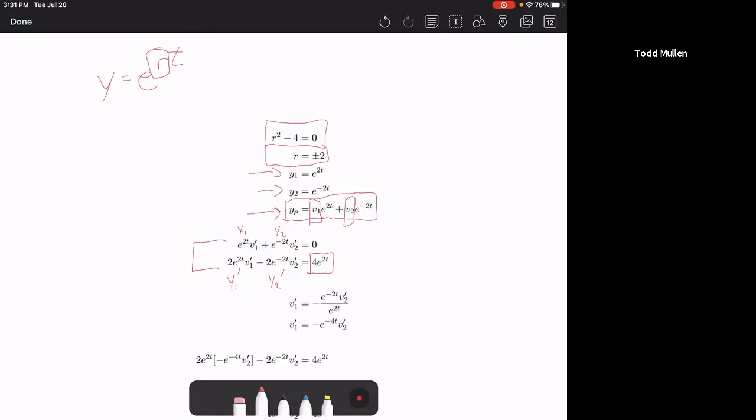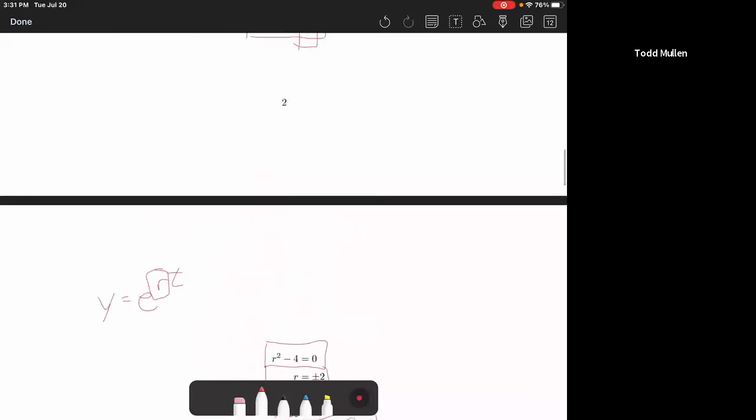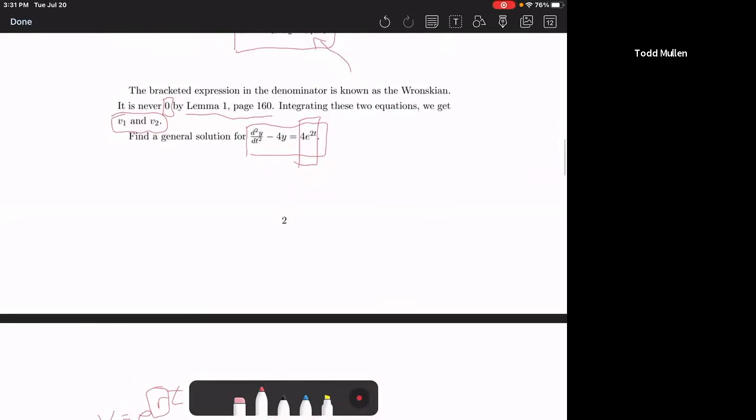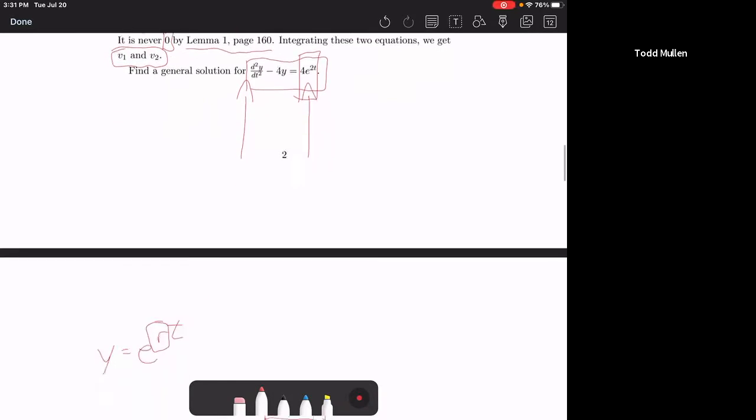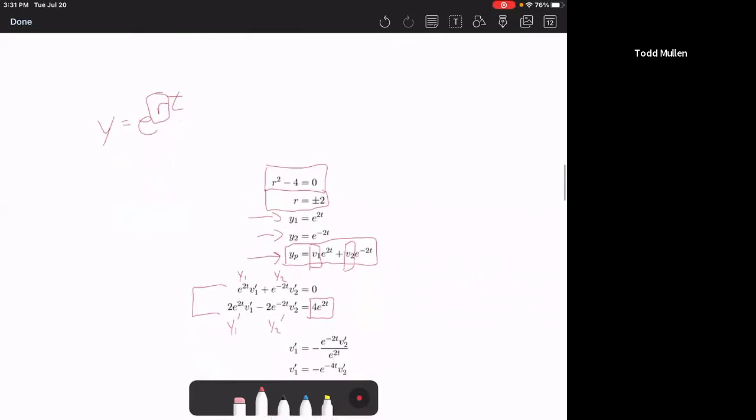And if you recall, this equation is set to f over a. Well, we don't actually have an a term. I'll scroll up to show you what I mean. A is the thing that's multiplied by the second derivative. It's just 1. So we're just going to have f over a is equal to f. So on the right side of our equation, it should say 4e to the 2t. And that's what it says. So these are our two equations we're going to work with.